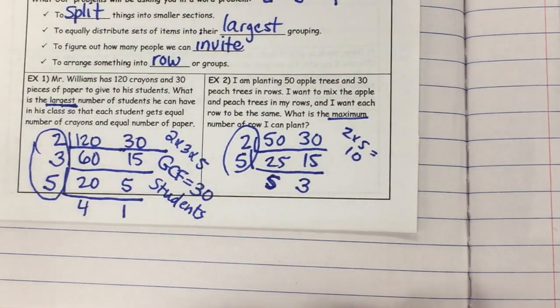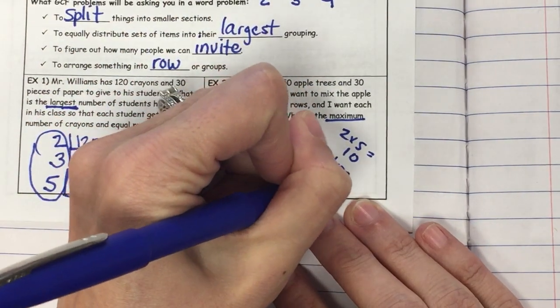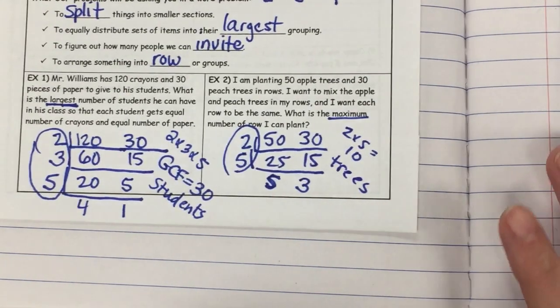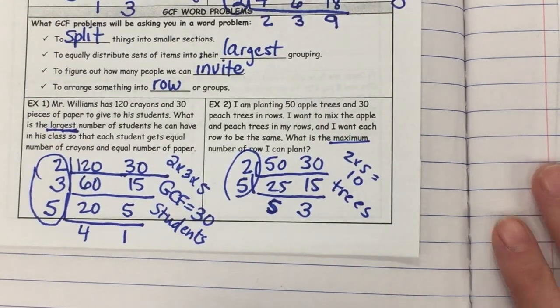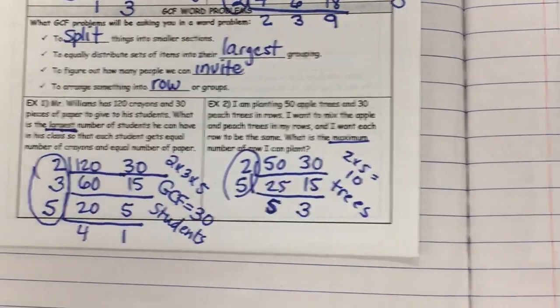What is the maximum number of trees I can plant per row? So we say 10 trees per row. So again, this was greatest common factor, dealing with using the ladder method.